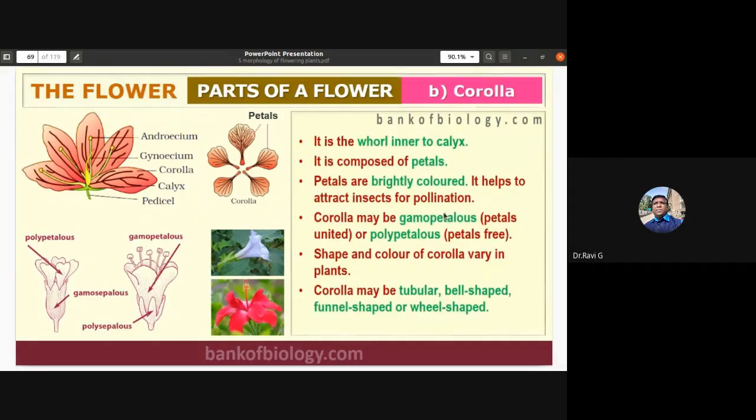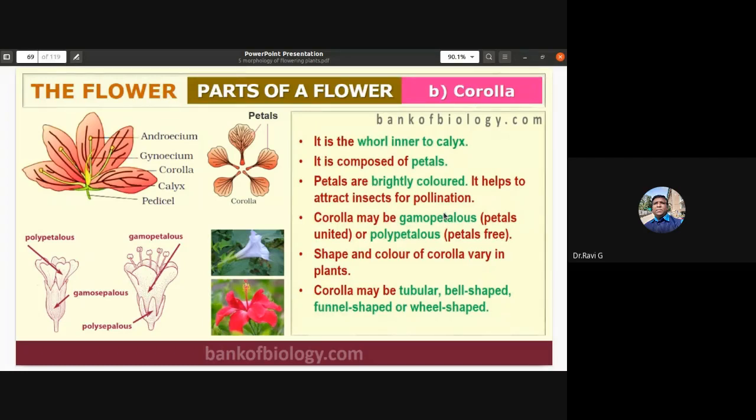It attracts the insect and brings about pollination in Brahma Kamla. They are not bright colored, they are white colored. Okay, so pure white I was talking about. So that is noticed at night in plants which flower during the night, especially Brahma Kamla.